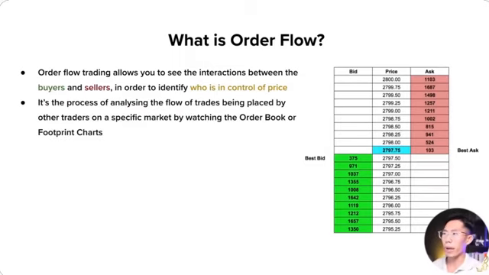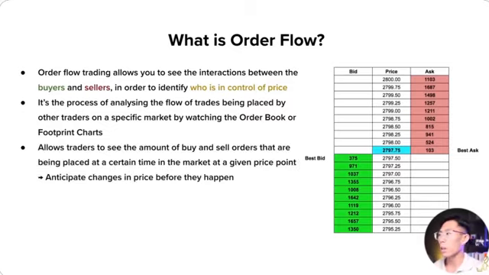It's the process of analyzing the flow of trades being placed by other traders, institutional traders, retail traders on a specific market or asset by watching the order book or footprint charts, right? So this really allows traders to see the amount of buy and sell orders that are being placed at a certain time in the market at a given price point. And guess what this allows you to do? This allows you to anticipate changes in price before they even happen.